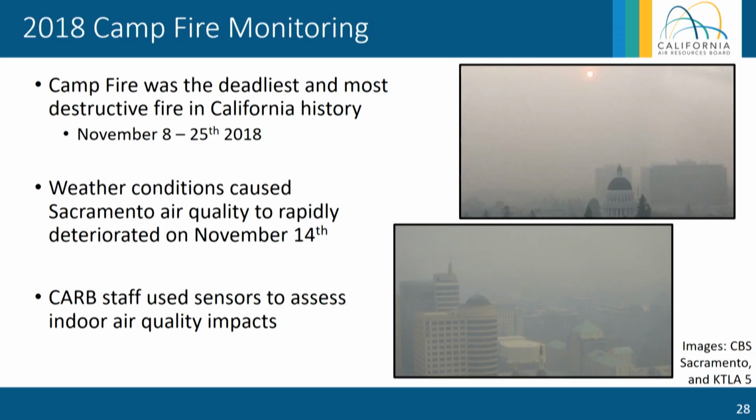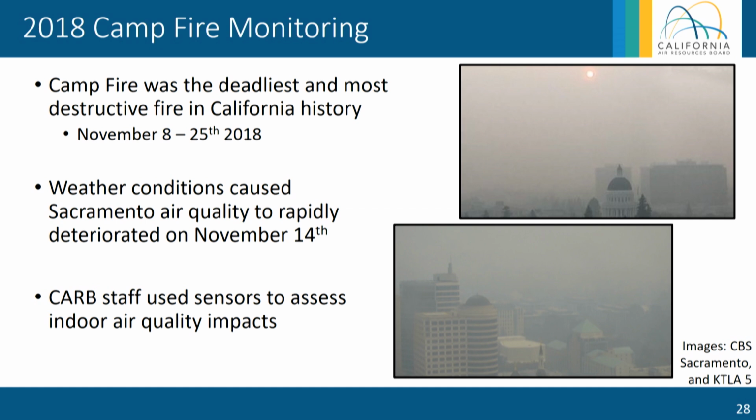And so moving on to another example of what CARB is doing in the community realm is what we did with the Campfire last year. I believe it's been many presentation topics this week. So we're all aware of the magnitude of the Campfire. And this is a picture of Sacramento. So we're over 100 miles south of where the Campfire was.